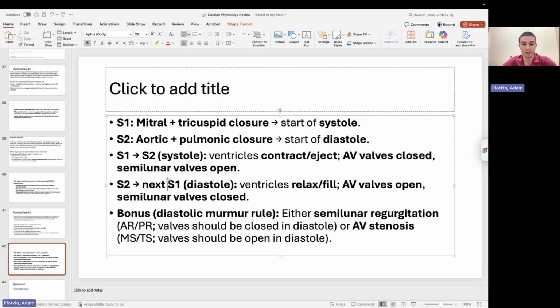S2 to the next S1 is my diastole. So here my ventricles are relaxing and filling. The AV valves, mitral and tricuspid, are open. The semilunar valves, aortic and pulmonic, are closed.